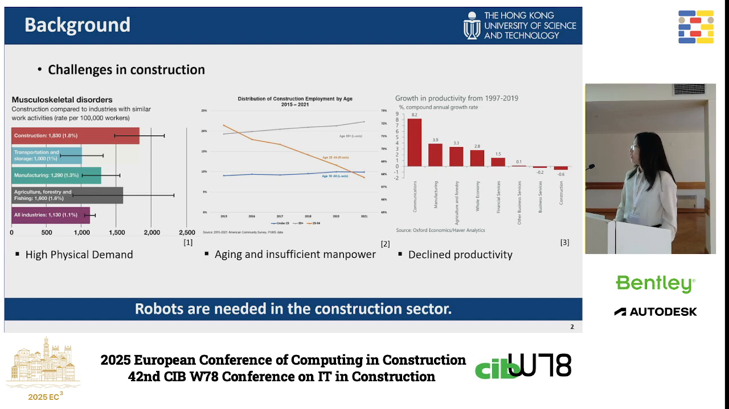So the construction industry faces several challenges. The first one is the high physical demands. As we all know, the workers need to work in a fast-paced environment for a long period without sufficient rest. From the figure, we can see that construction workers have the highest rate of suffering from musculoskeletal disorders. Also, there's a lack of interest in the younger generation in construction, maybe due to the heavy work.